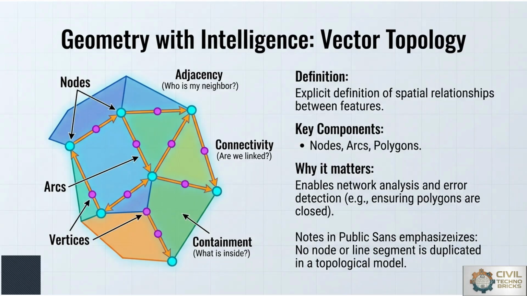For example, ensuring polygons are closed. If polygons are not closed, then we have some error. So we have to ensure that the polygons must be closed. Nodes in a topological sense: no node or line segment is duplicated in a topological model. So any node or any line segment must not be duplicated in a topological model.